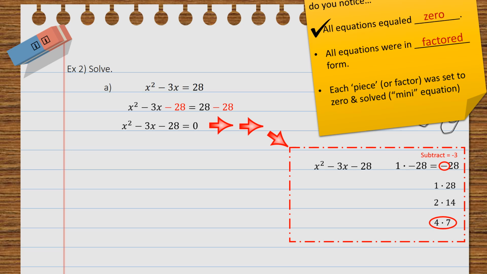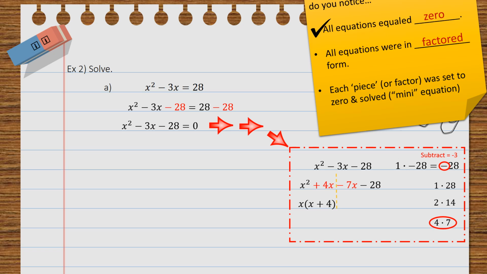So now we need to force our 3 terms into 4 terms by expanding the middle term. And because we need it to be a -3, that means we're going to have a positive 4x and a negative 7x. So we now have 4 terms, we split it in the middle, and now we factor by grouping. Looking at the first 2 terms, what do they have in common? They both have an x, so if we factor out an x, it leaves you with x plus 4.